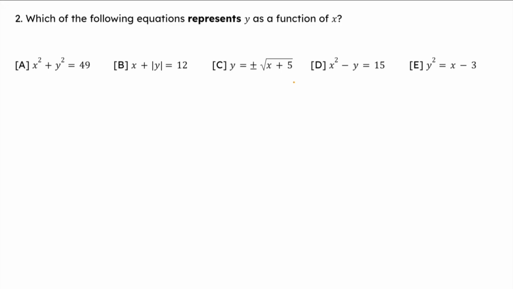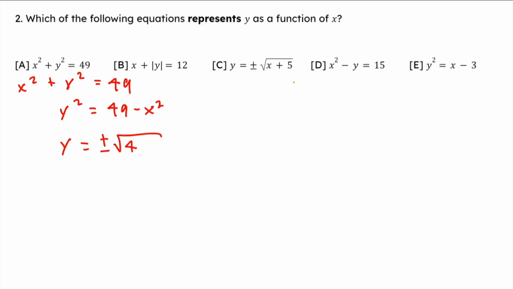Let's start with A on the left. x squared plus y squared is equal to 49. To get y by itself, we subtract x squared from both sides, so y squared is equal to 49 minus x squared. Last step to isolate y, we take the square root of both sides. This is a very critical algebraic rule, and it also came up on your summer work. When we take the square root in an equation when solving for a variable, we always need to add a plus or minus in front of the square root.